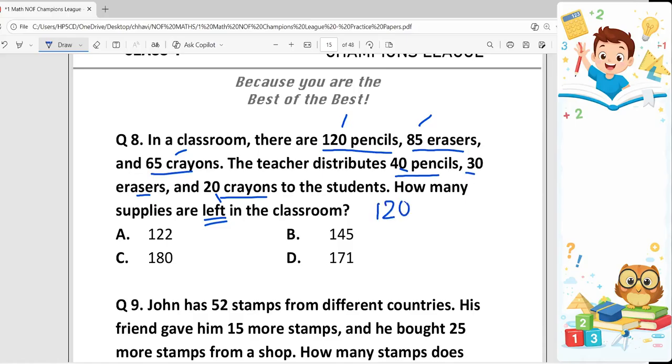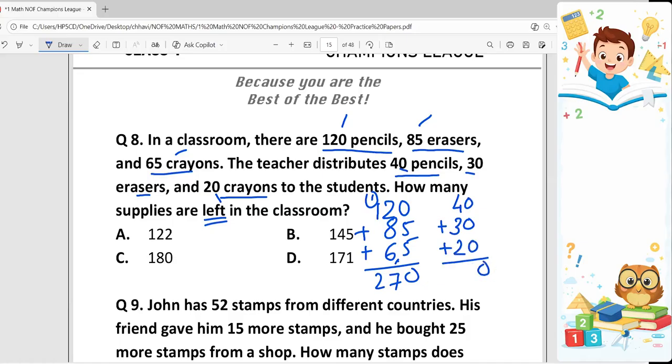So 120 plus 85 plus 65. So our total is 10. 8 plus 2, 10, 16, 17, 1 carry, and this 2. Now we'll total these numbers 40, 30, and 20. So what is the answer to this? 4, 5, 6, 7, 8, and 9.